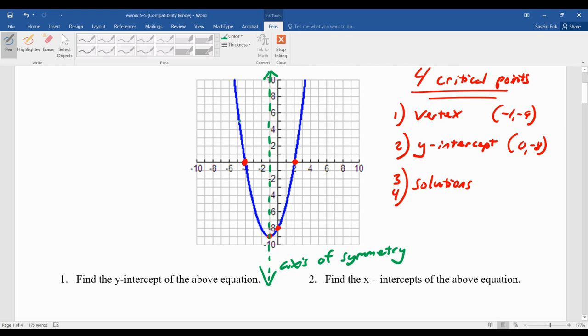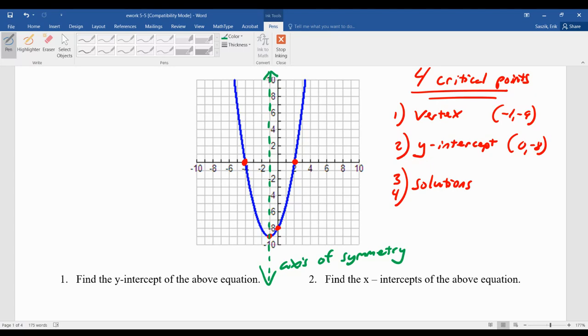And this side of the parabola, the left side, if I fold it over, would match up perfectly with the right side. Notice how here the axis of symmetry would go right through -1. Notice how this solution here is 1, 2, 3 units away. And this solution here is 1, 2, 3 units away in the other direction. So there is symmetry about every parabola around that axis that goes down through the vertex, okay?